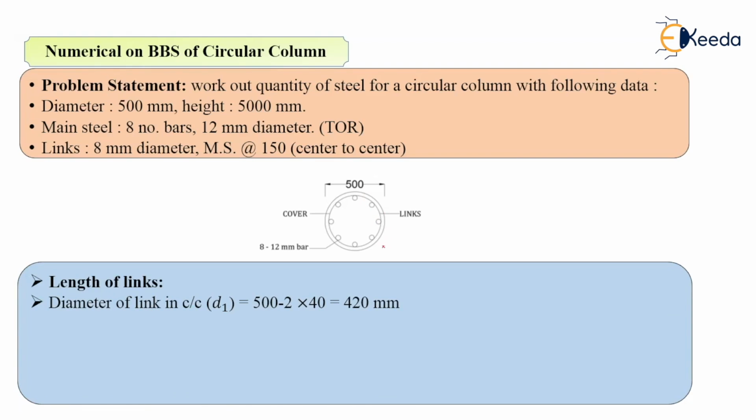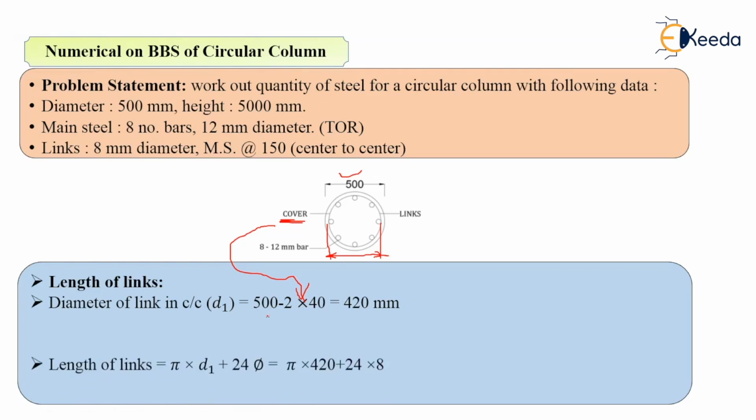See, in the section the diameter of column is 500 mm, but we don't know the diameter of links. So how you can calculate the diameter of link? It will be simply total diameter of column minus 2 times the cover, and the cover they have not given. So I will assume the cover. In this numerical, I am assuming it as 40 mm. So the diameter of link, I will denote it by small d1, will be 500 minus 2 into cover. Cover is 40 mm. I have assumed here, if they have not given in the numerical, I will be assuming it as 40 mm. Generally, it is taken as 40 mm for the column. So diameter of link will be 500 mm, that is diameter of column, minus 2 times cover, which gives you a value of 420 mm.